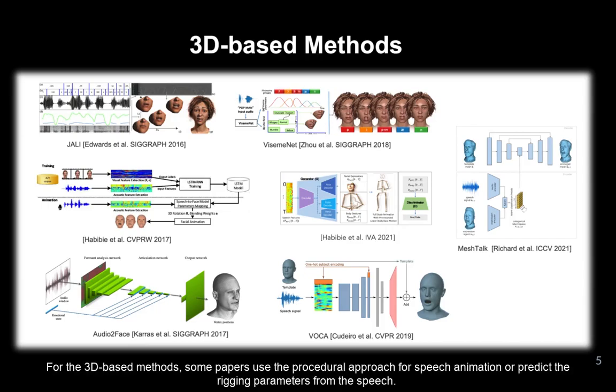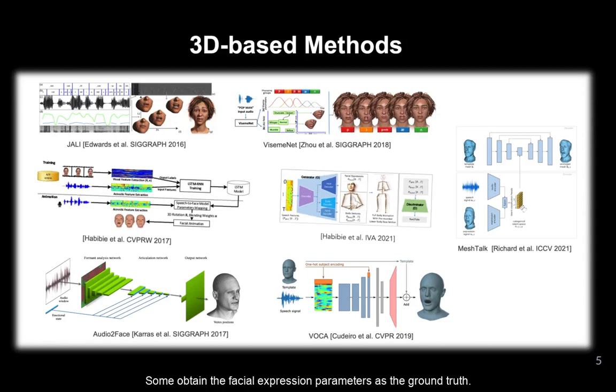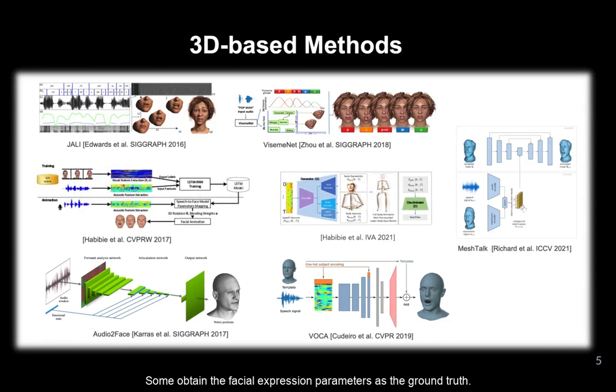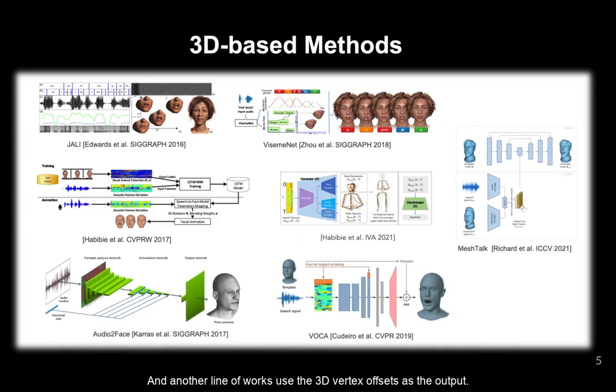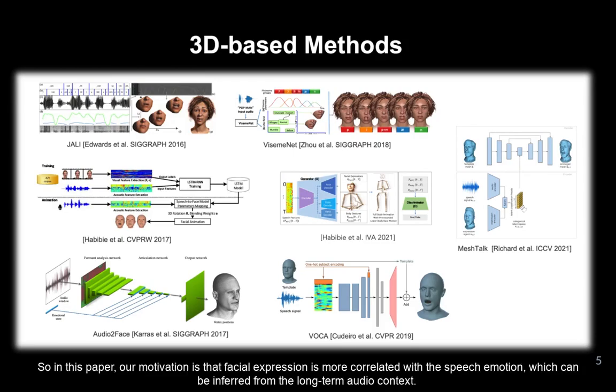For the 3D-based methods, some papers use the procedural approach for speech animation or predict the rigging parameters from the speech. Some obtain the visual expression parameters as the ground truth. And another line of works use the 3D vertex offsets as the output. Similarly, in our method, we use the mocap data for training, and the output is the 3D vertex offsets.